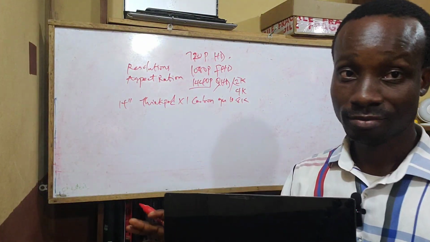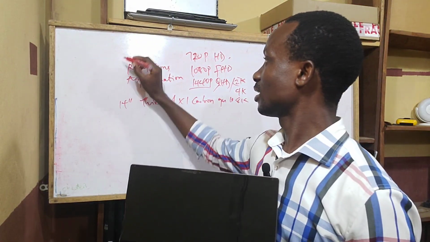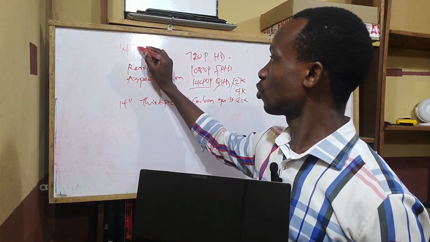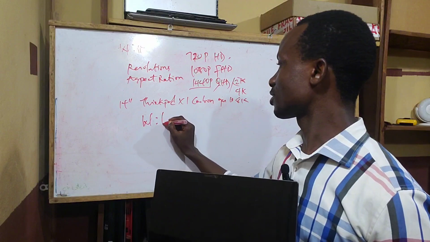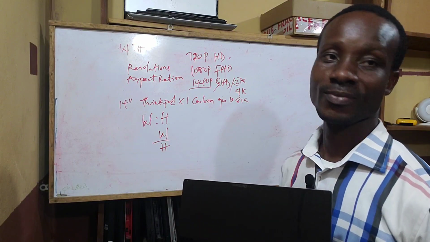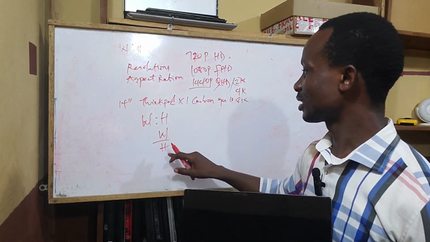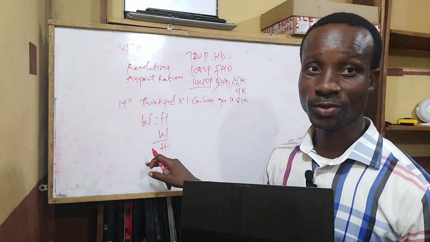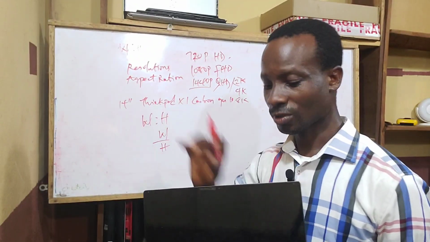So let me just mention the aspect ratio. Aspect ratio simply means the ratio of the width to the height. Or in other words, you can just divide it, that is width over the height. And how does resolution get involved? It is the resolution that we use to determine the aspect ratio. Before I go deep into aspect ratio, this is what I'm going to do.